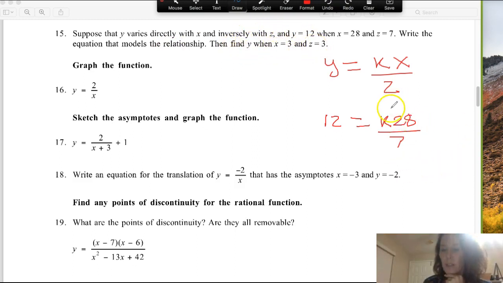Write the equation that models this relationship, then find y when x is 3 and z is 3. So we need to find a function that models this relationship. We can do that by figuring out what k is, so we can figure out what k is by solving for k.